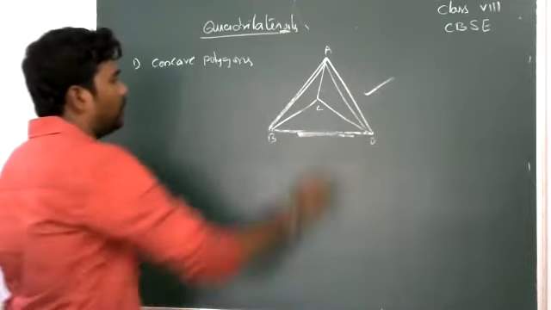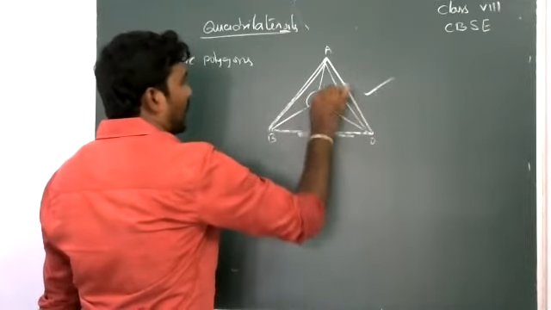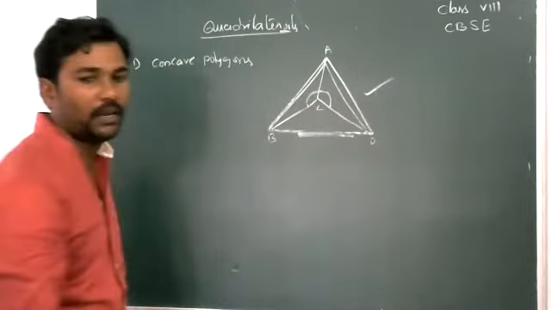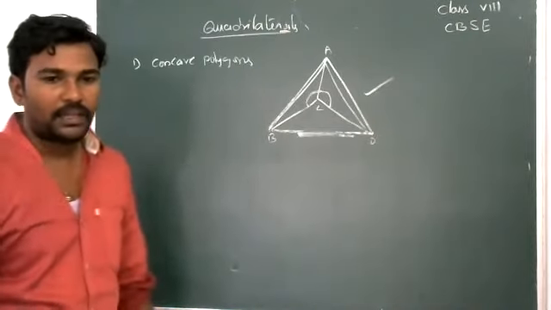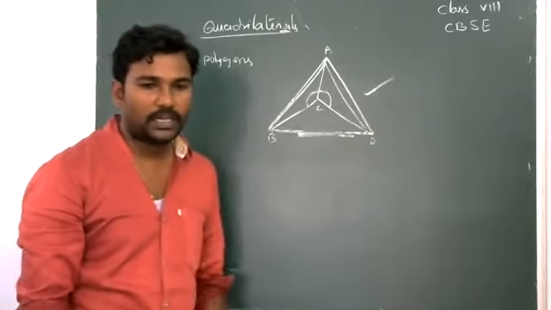Otherwise, here you can see one of the angles is a reflex angle. If one of the angles is a reflex angle, then those polygons are called concave polygons. Is it clear?